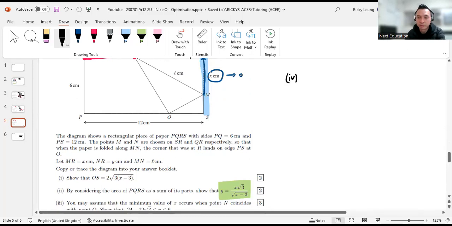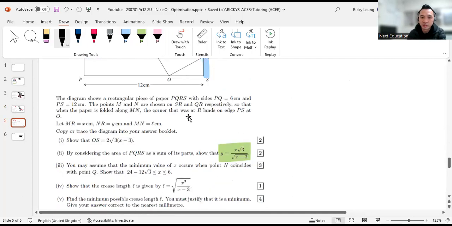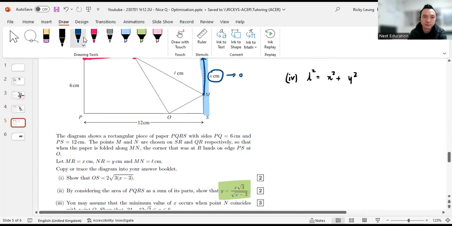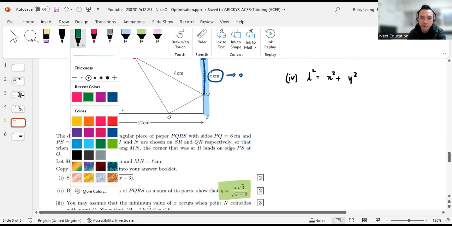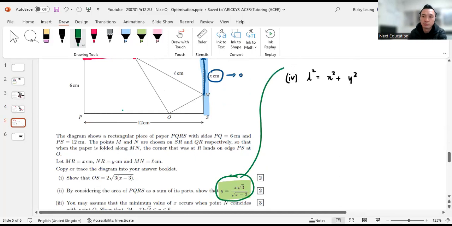Part 4. L squared equals x squared plus y squared. And of course, the question only wants it in terms of x. So I'm assuming that they want me to take this and plug it into here, right? So then I get L squared equals x squared plus x root 3 over root x minus 3, squared. What's that?